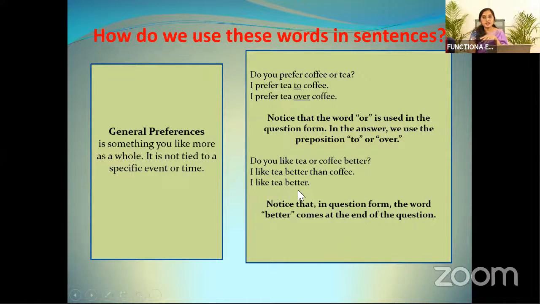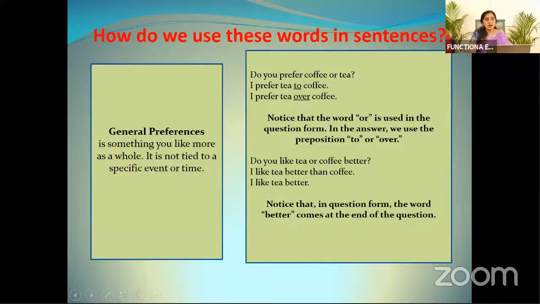I like tea better. Now, when you are using both, then the word better comes near the noun that you actually like. I like tea than coffee better. No, I like tea better than coffee. I like samosa better than bhaji. I like dash better than dash. This is the construction that you have to master. So here, prefer to, prefer over. I like dash better than dash. Okay.